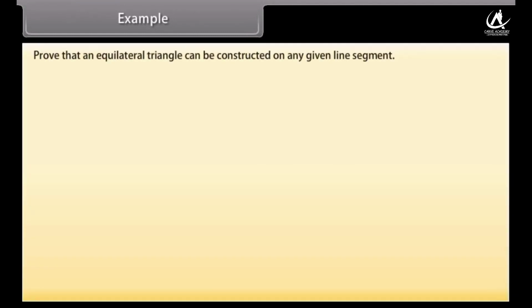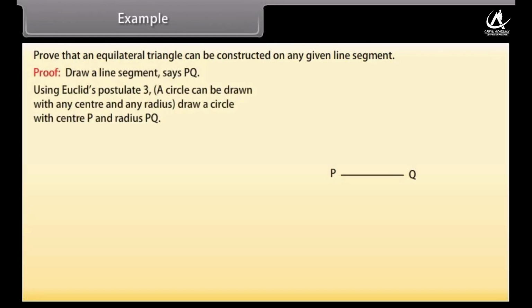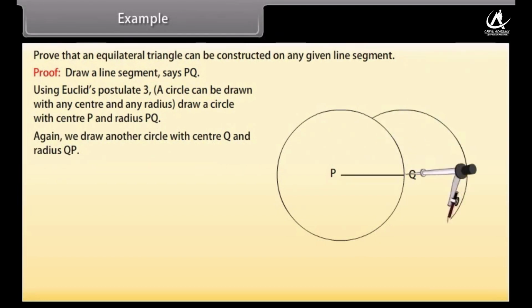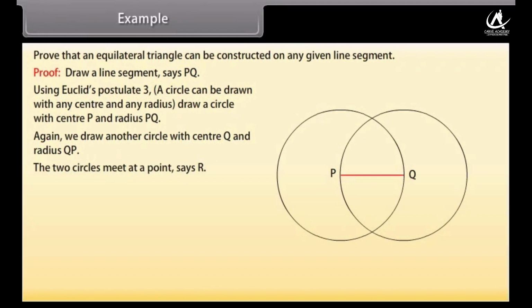Example. Let's solve an example now. Prove that an equilateral triangle can be constructed on any given line segment. Draw a line segment, say PQ. Using Euclid's postulate 3, which says that a circle can be drawn with any center and any radius, we draw a circle with center P and radius PQ. Again, we draw another circle with center Q and radius QP. The two circles meet at a point, say R. Join P to R and Q to R.